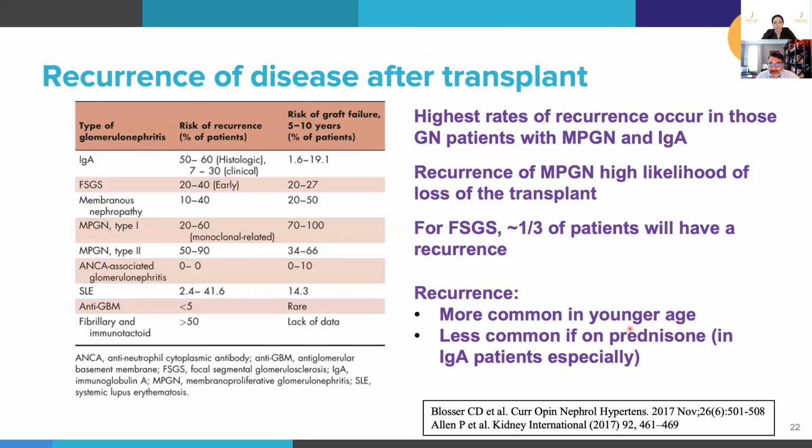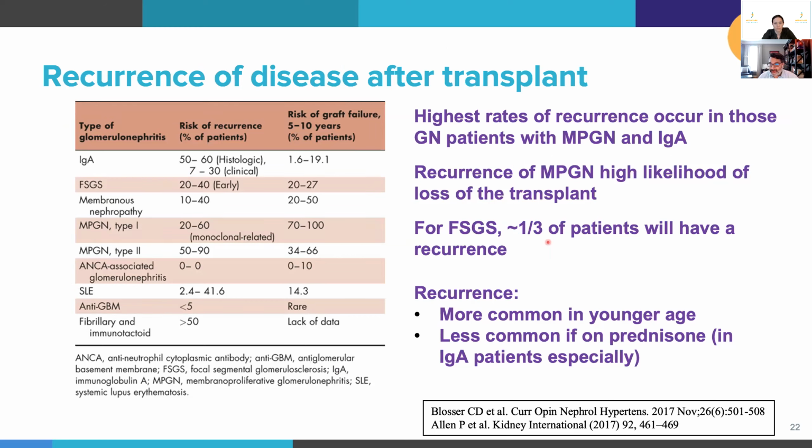So what about recurrence after transplant? Again, a lot of these studies have looked at glomerular disease as a whole, with bits and pieces looking at FSGS or membranous or the other proteinuric kidney diseases. But if we look at recurrence of disease after a transplant, the highest rates of recurrence occur in patients who have MPGN or IgA nephropathy. If you have a recurrence of MPGN in your transplant, the likelihood of losing that transplant is very high.